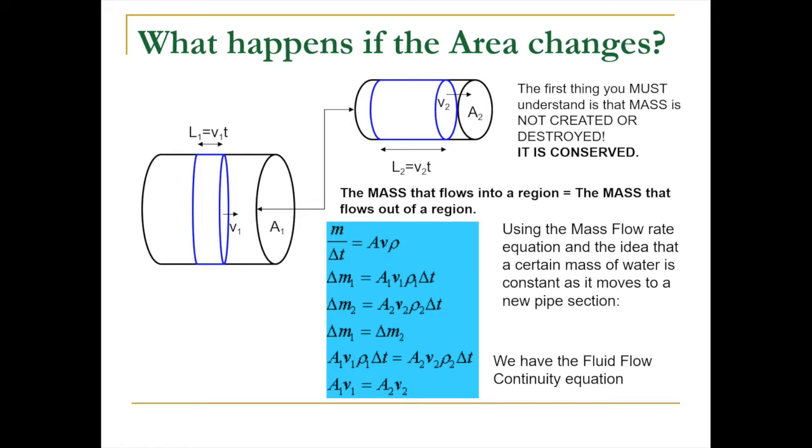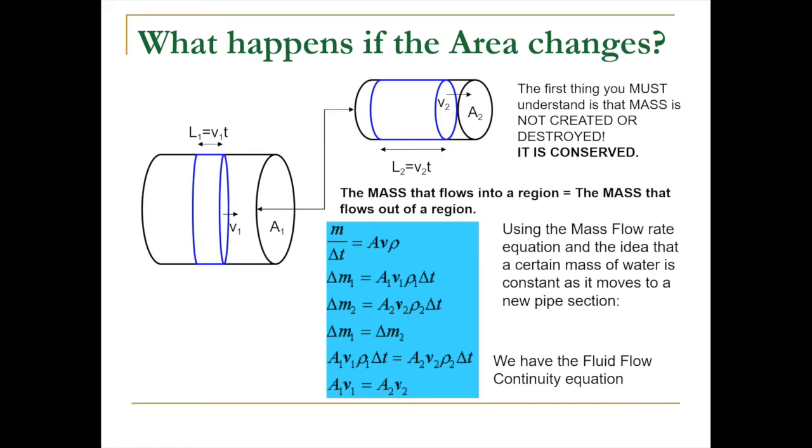And so if we take a look at our mass flow equation, we can see that our change in mass in the first pipe is simply equal to all the values associated with that pipe: the velocity, the density, the cross-sectional area, and the time that it flows. Well, if we take a look at the second pipe, we can see that the change in mass there is going to be all the values associated with that pipe.